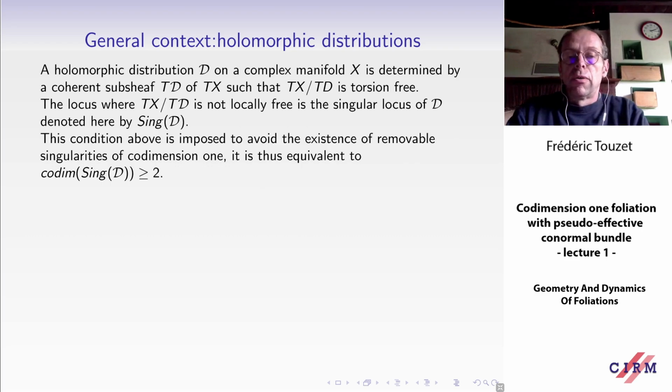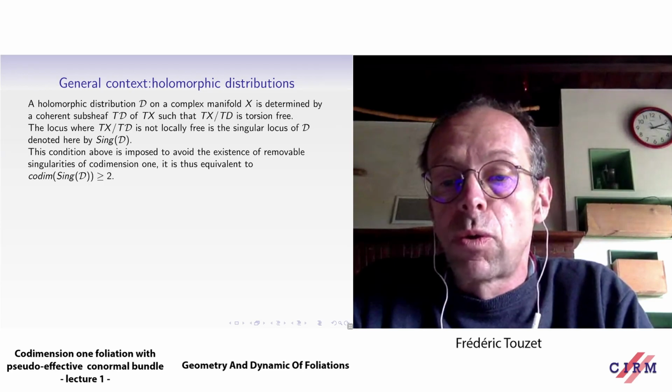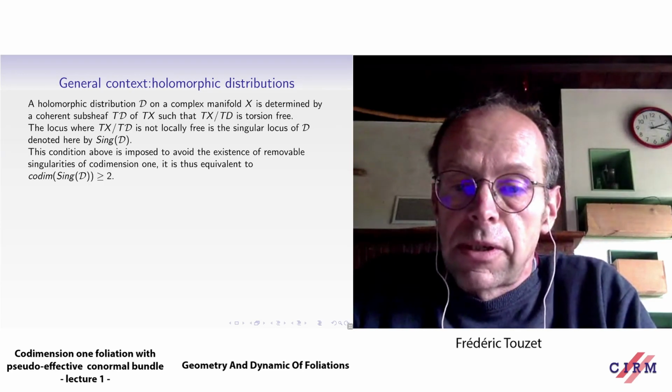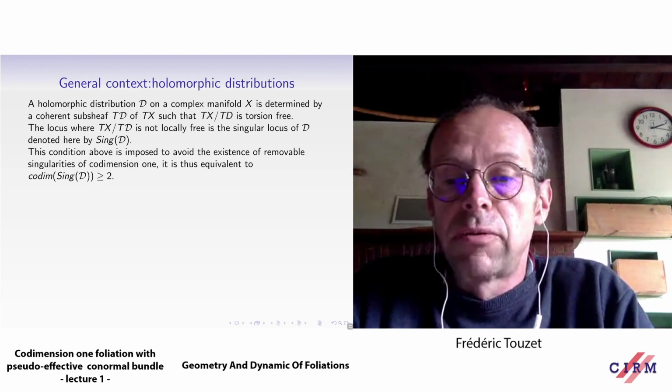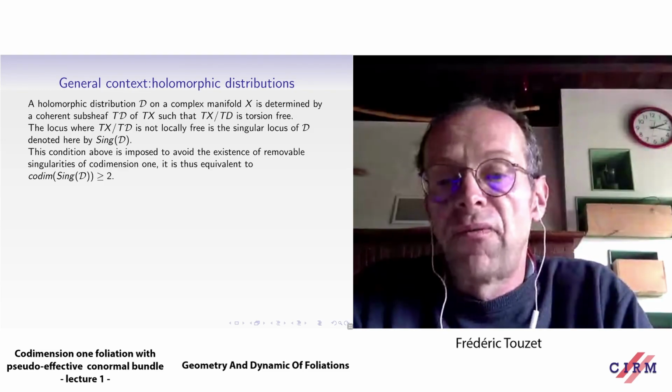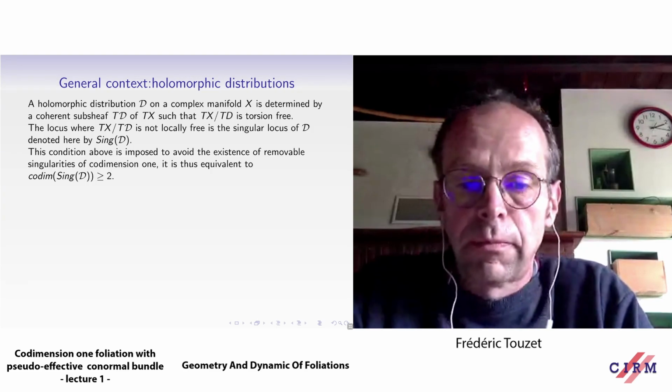So we are going to deal with holomorphic distributions. These objects, which we will call D, are determined by a coherent subsheaf T_D of the tangent sheaf of a manifold X, such that T_D is saturated, or equivalently that T_X over T_D is torsion-free. So this saturation condition means that we have eliminated fake singularities in codimension 1.